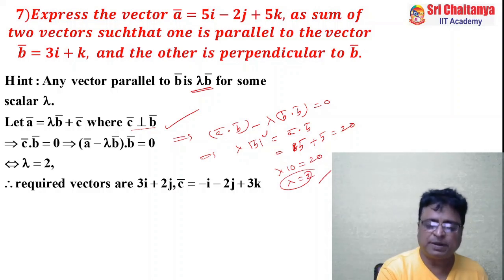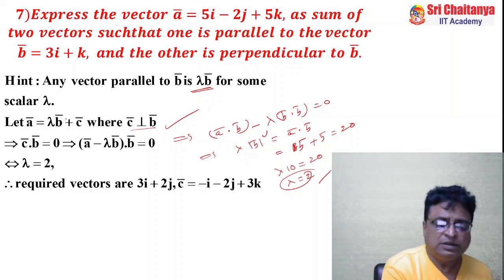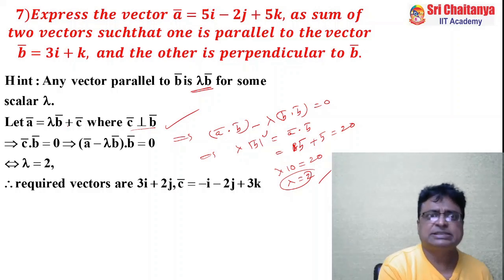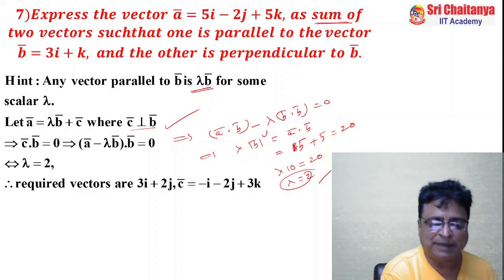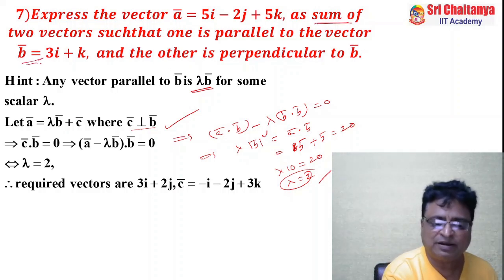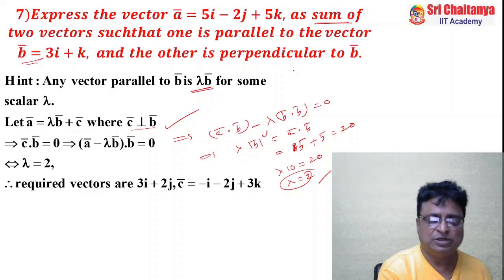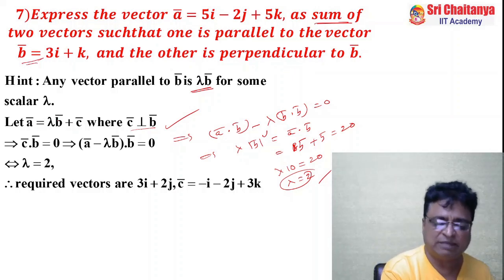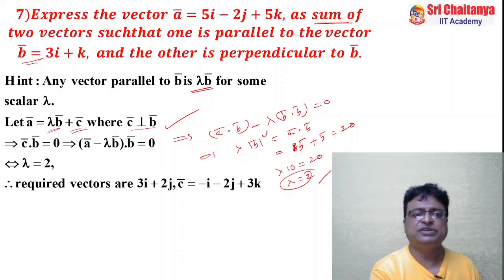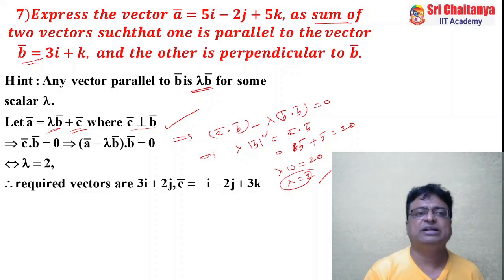So read the question properly. My vector is the sum of two vectors. One is parallel to this vector and the other is perpendicular to B bar. So let C bar be a vector perpendicular to B bar. So my vector A bar is the sum of this vector plus C bar. So based on that, I got the required result.